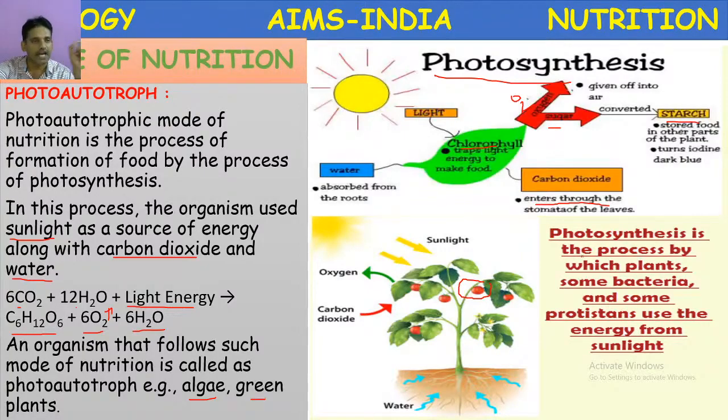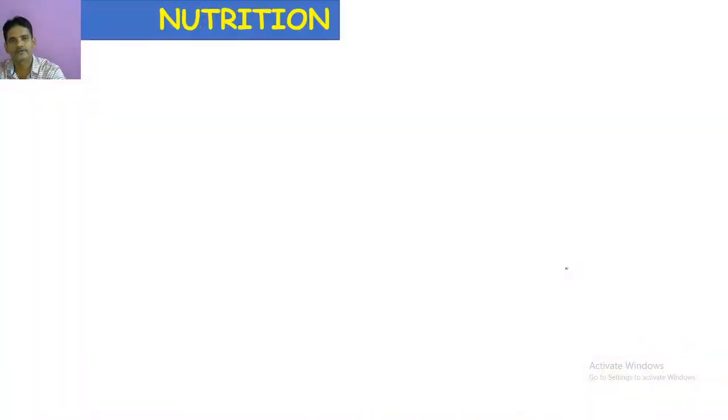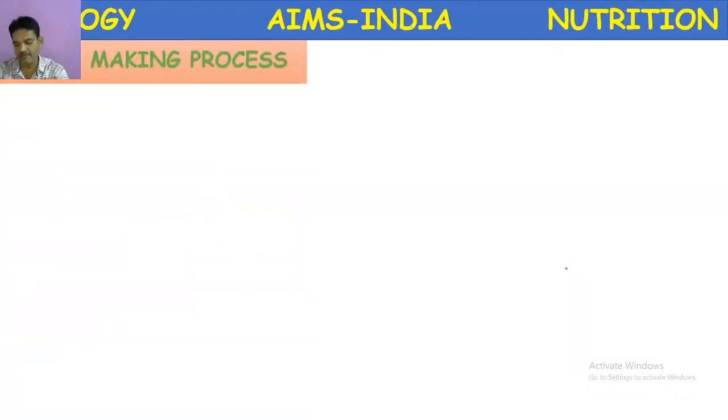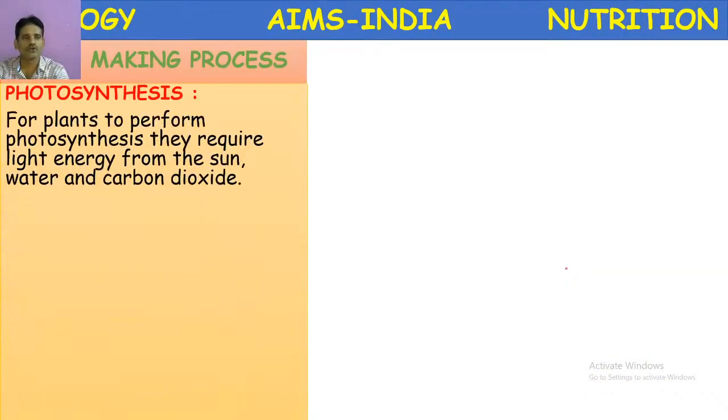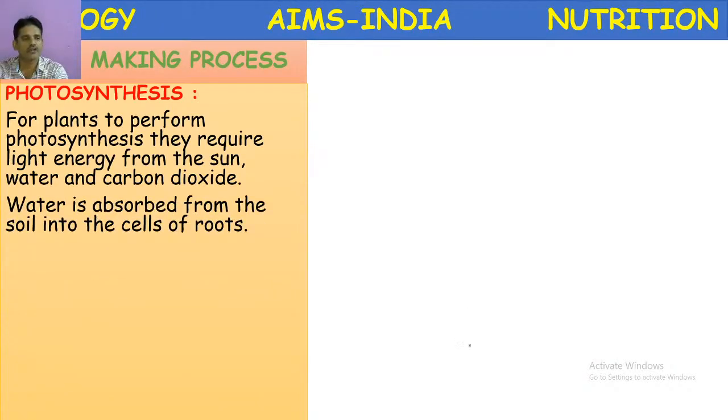So that's why they are called photoautotrophs. Food making process, photosynthesis. So we are entering into the concept of photosynthesis. For plants to perform photosynthesis, they require light energy in the form of sunlight, water, and carbon dioxide. These are all the requirements.